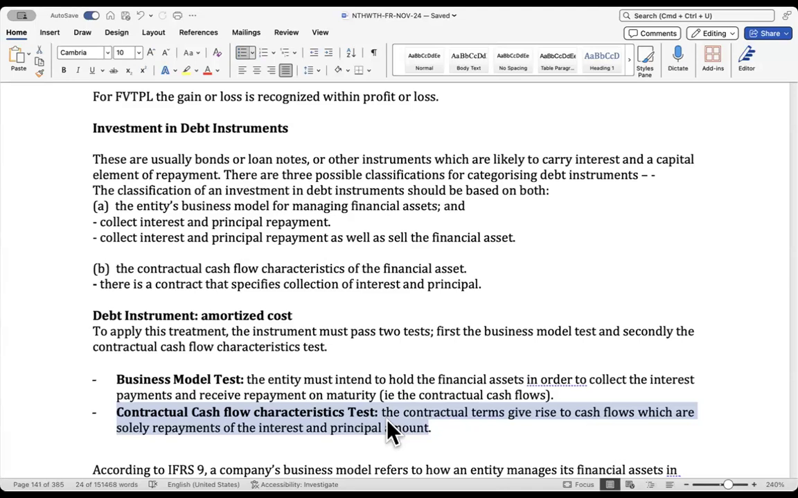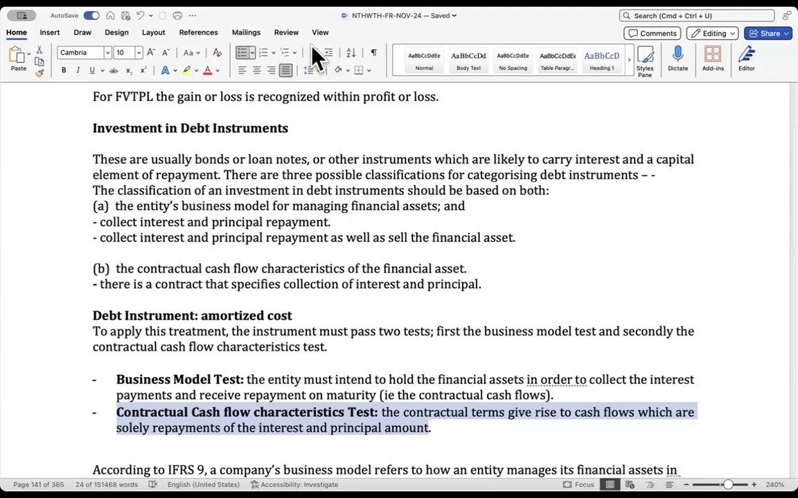So next week, that's the first thing we will do in the first 30 to 40 minutes of the class. I will explain how to determine amortized cost, fair value through OCI and fair value through P&L. Then we'll solve some other past questions and round up the class on financial instruments. Do we have any questions?